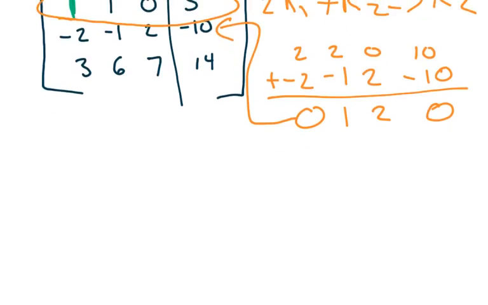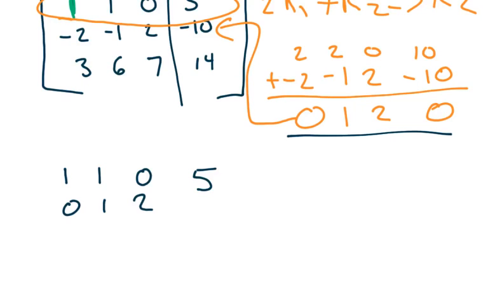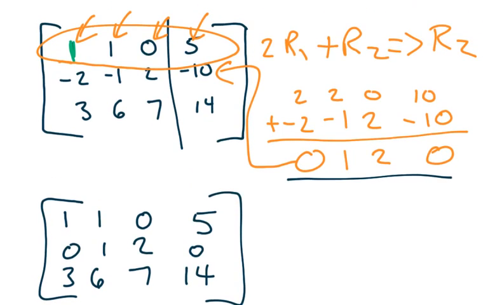So now, when I write my matrix, my new matrix is going to be 1, 1, 0, 5. Then I'm going to use this row and insert it here. So now 0, 1, 2, 0. And then I didn't do anything to the third, so I'm just going to rewrite it. So I did 2 times this first row here, and then we added the second row to it.